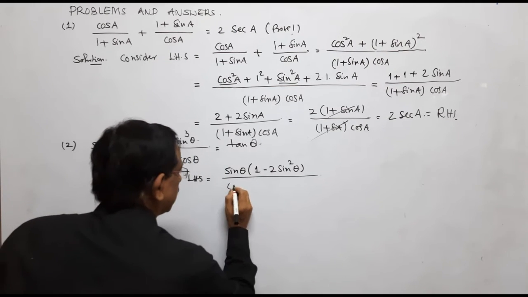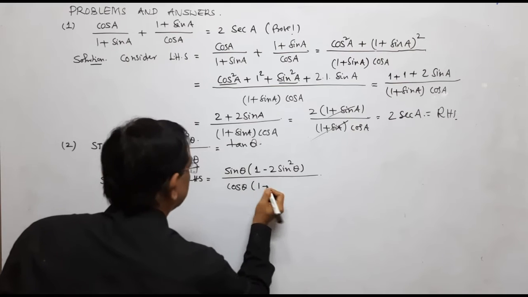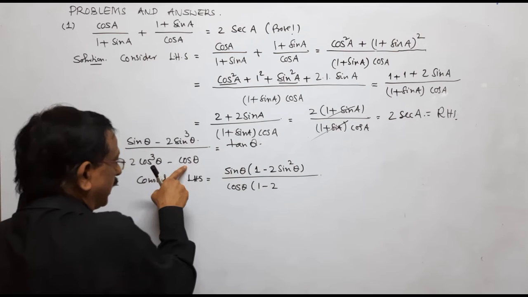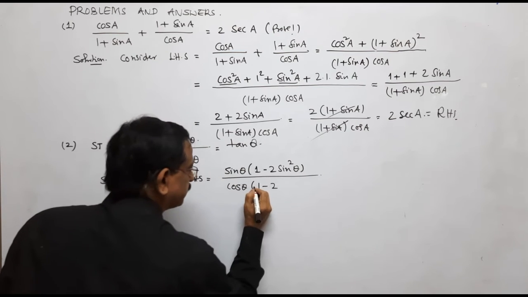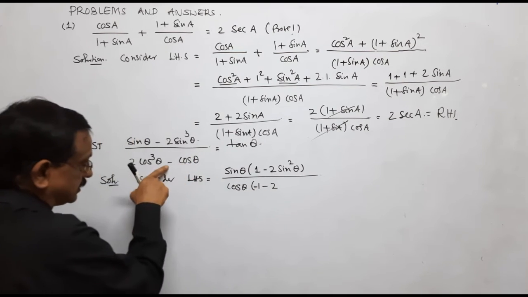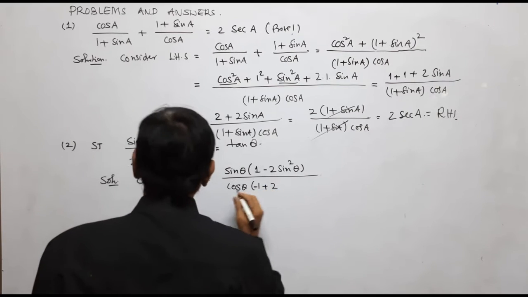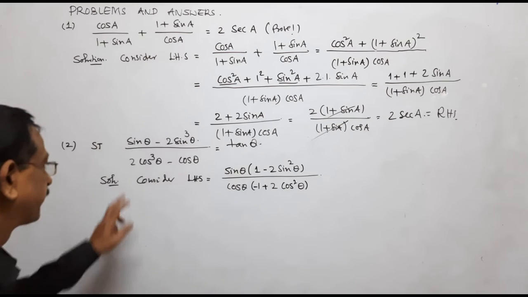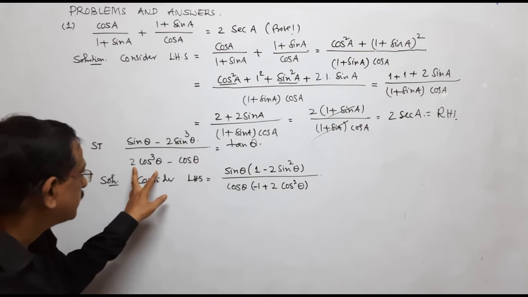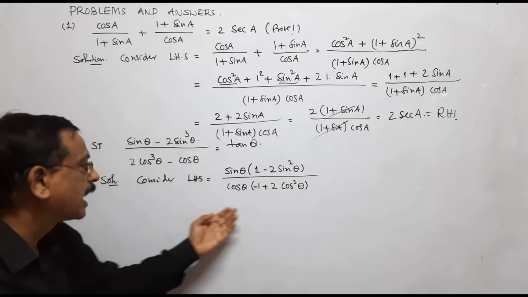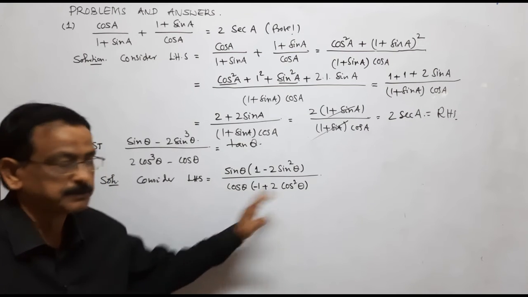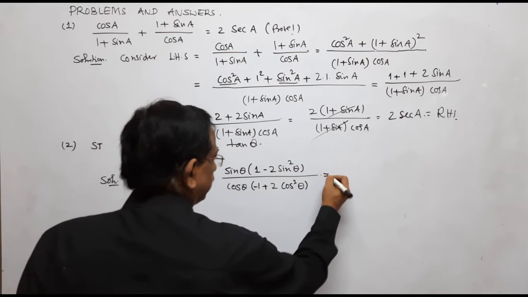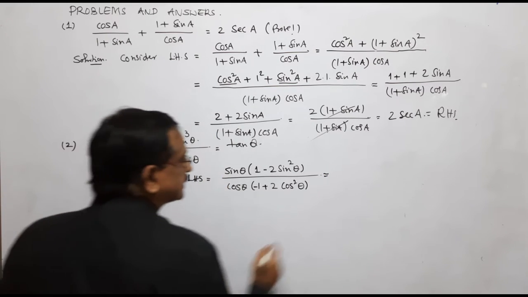Again, take cos theta common. This will be 1 minus, now I am taking 2 cos square theta. So I have taken cos theta common. So I will get minus 1 plus 2 cos square theta. Both are the same. Instead of writing 2 cos square theta minus 1, I have just adjusted it as minus 1 plus 2, reversing it. This is equal to sin theta by cos theta, which is tan theta.